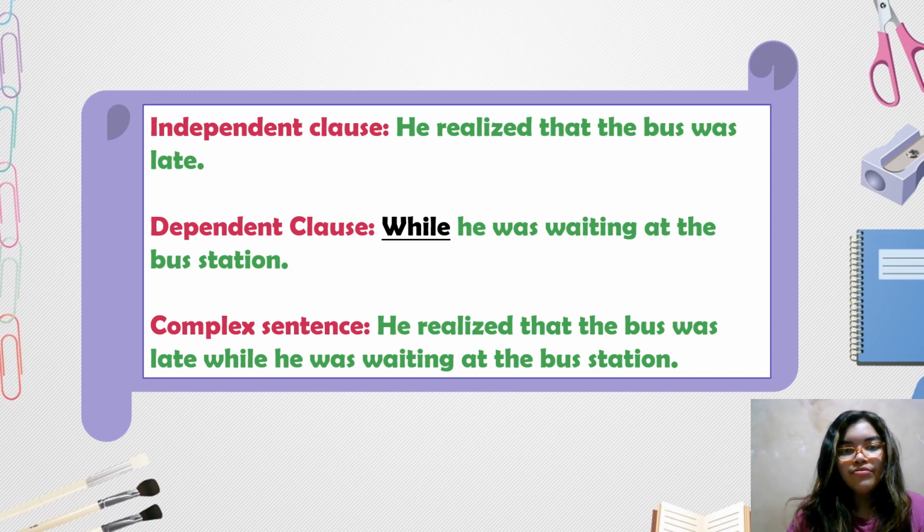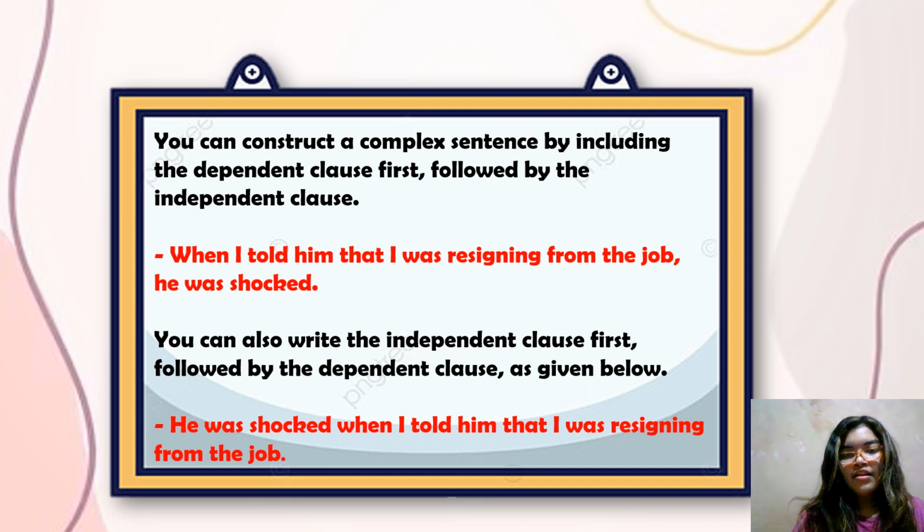Then we have three different forms of sentences. The first is an independent clause: "He realized that the bus was late." And a dependent clause, we have "while he was waiting at the bus station." And the third is the complex sentence: "He realized that the bus was late while he was waiting at the bus station." Then I put a little summary that talks more about complex sentences.